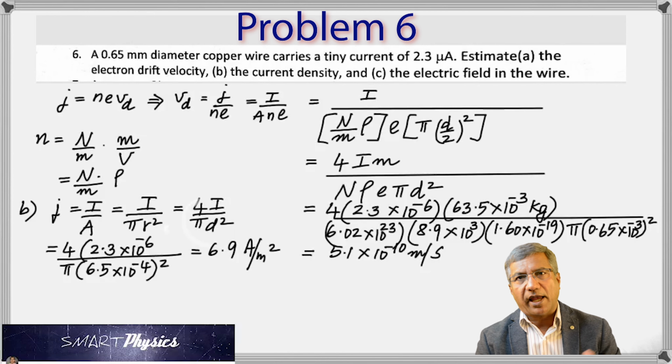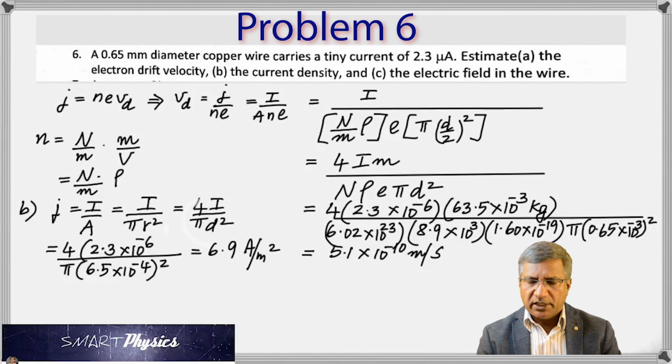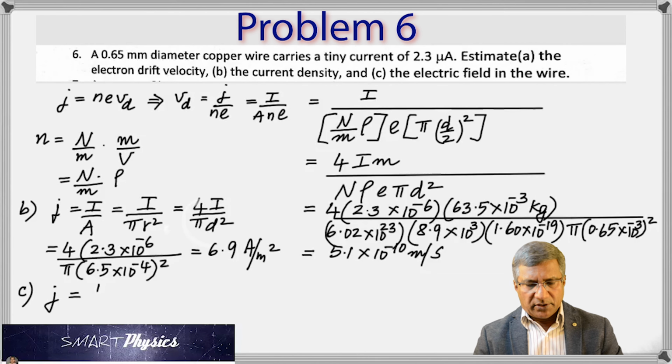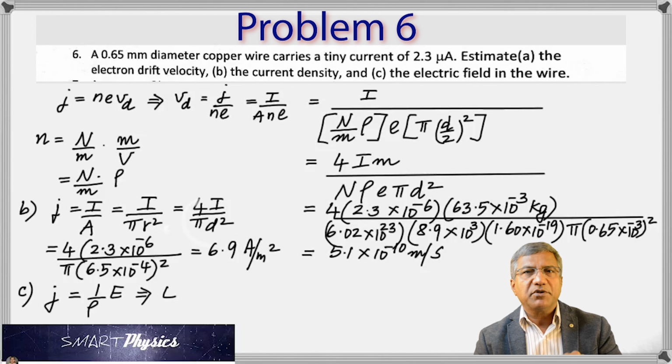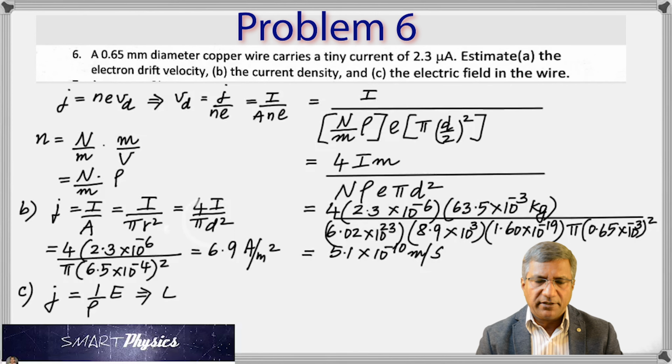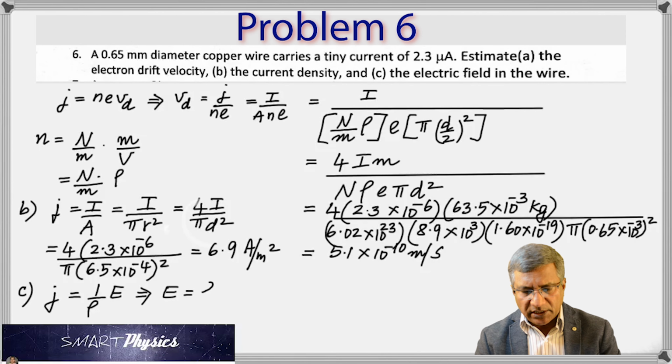Notice the unit, ampere per meter squared. And then we can find the electric field in the cable. Electric field is just voltage divided by distance. Correct? But electric field can also be given by this formula. It can be related to the current density by using this formula. J is 1 by rho times E. So E is rho J.